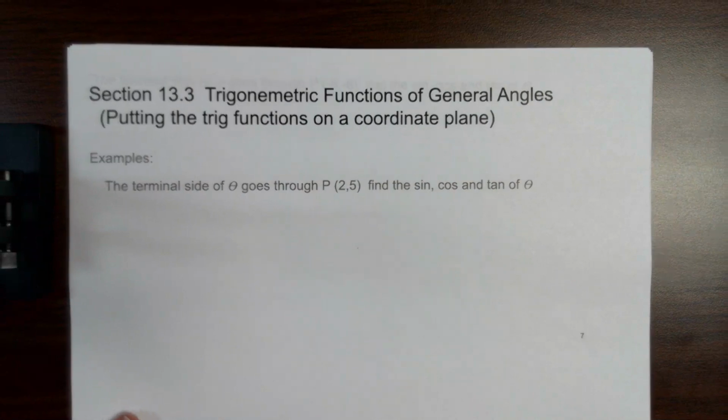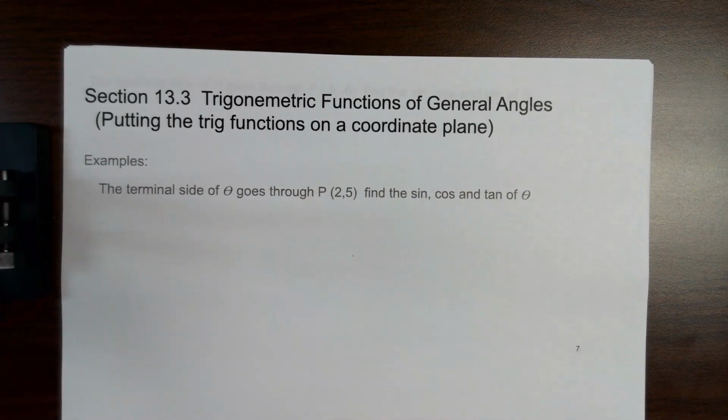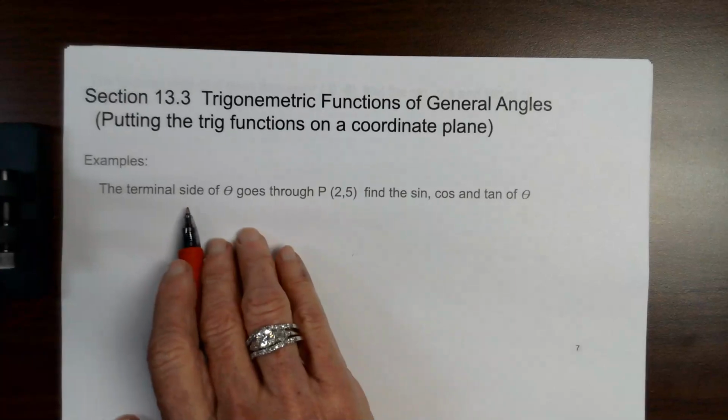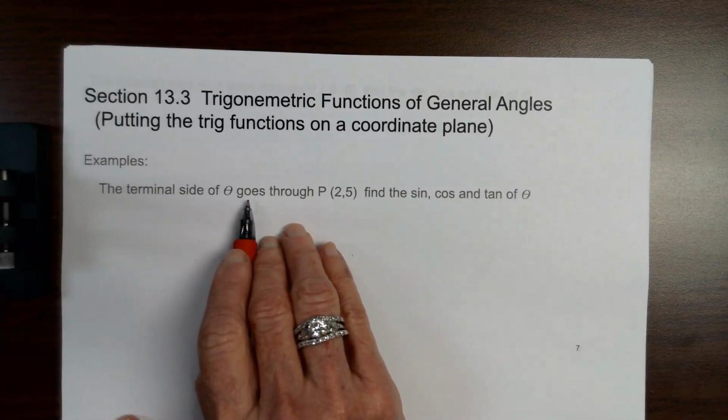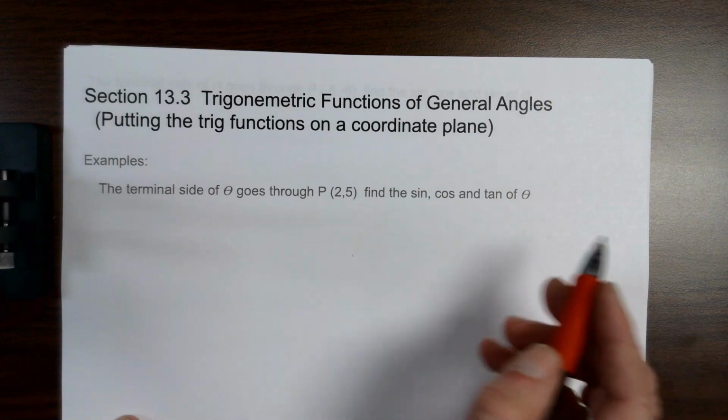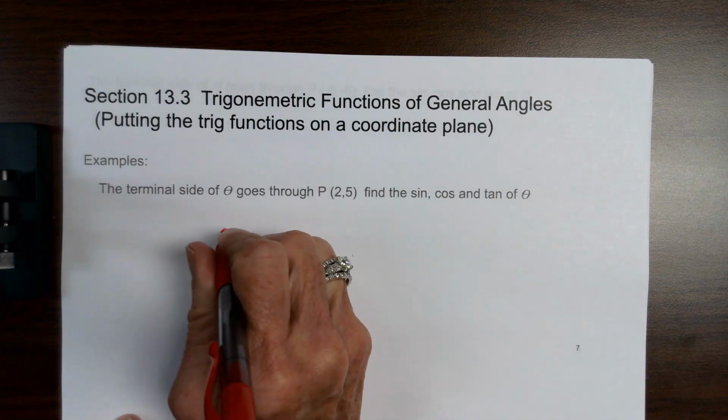All right, section 13.3, it was putting trigonometric functions of a general angle, putting those trig functions on a coordinate plane. So if I'm trying to find or graph the terminal side going through (2, 5), I want to find the sine, the cosine, and tangent as a result of that.